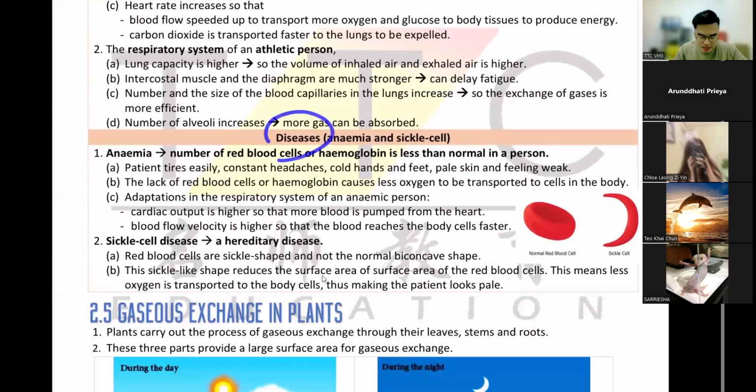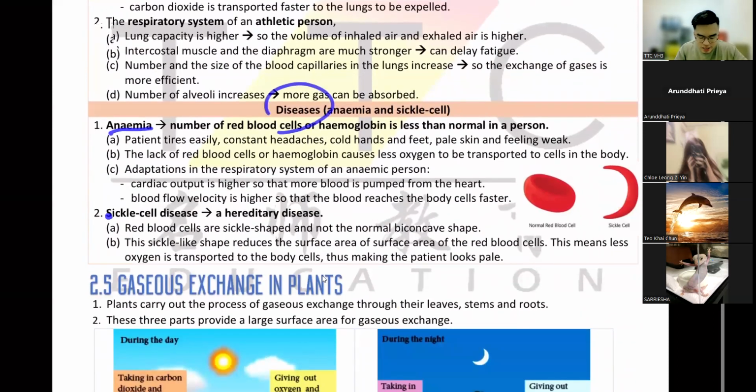And diseases, I think I went through this also. What is anemia? What is sickle cell? Anemia is when you lack red blood cells, so you carry less oxygen to your body. And sickle cell is basically the same thing. Sickle cell is another type of anemia.